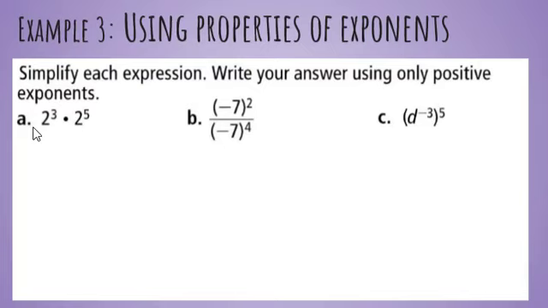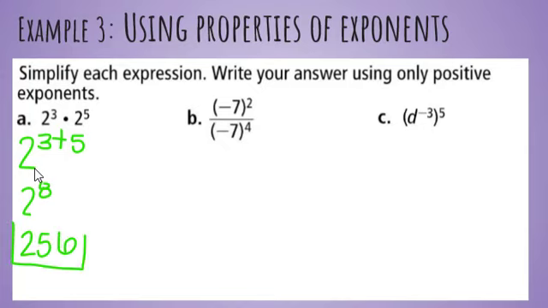Example 3 is now using some of these properties. So for the first problem, we have 2 to the 3rd power times 2 to the 5th power. I am multiplying like bases, so that means we are going to add the exponents. 3 plus 5 gives us 8. And then we can go ahead and simplify this. On our calculator, if you do 2 to the 8th power, you're going to get 256. So 256 is our answer here.